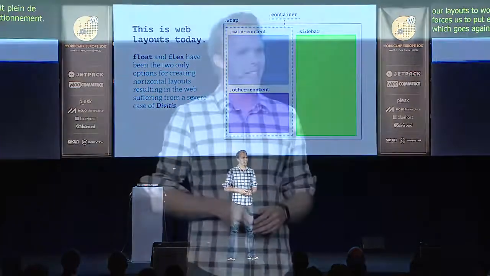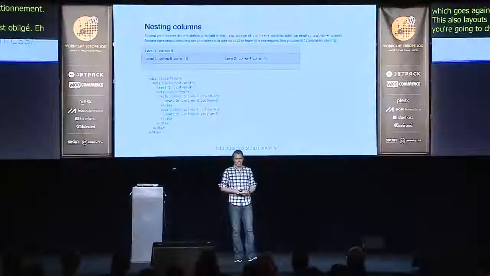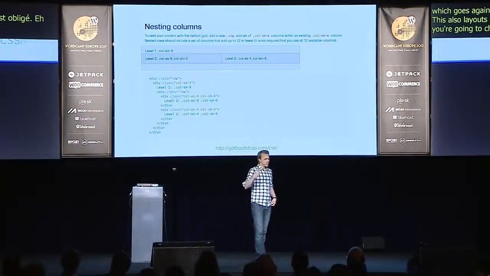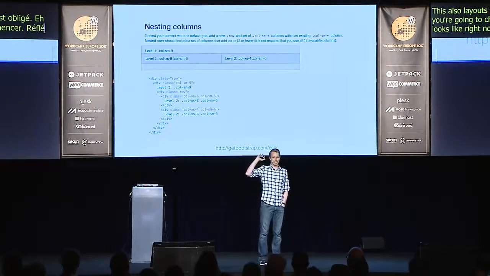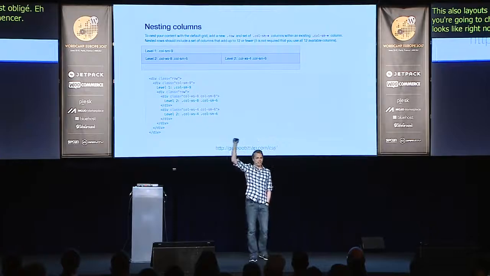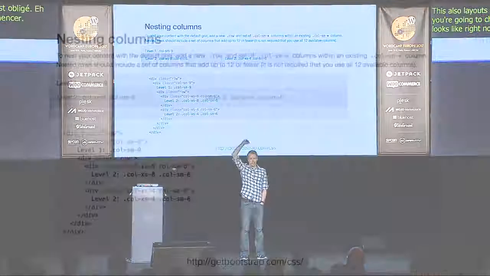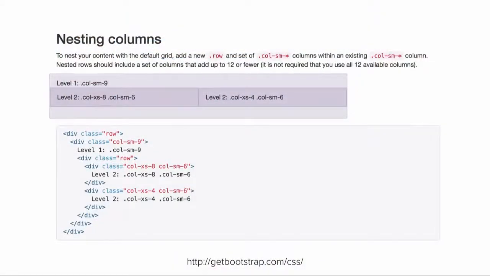This is also layouts today. This is how we have to do things. Well, it is today that you are going to change all this. Just before I get into it, consider what the web looks like right now. This is Bootstrap, the official documentation, telling you how to make a layout that has two columns. Look at the HTML. Look how many nested divs are necessary to get this to work.